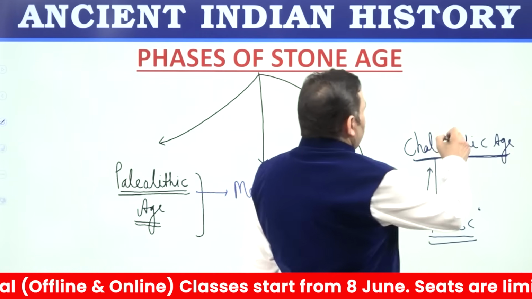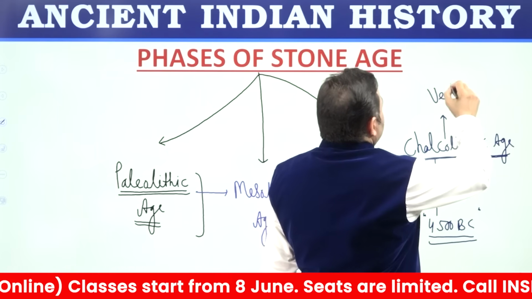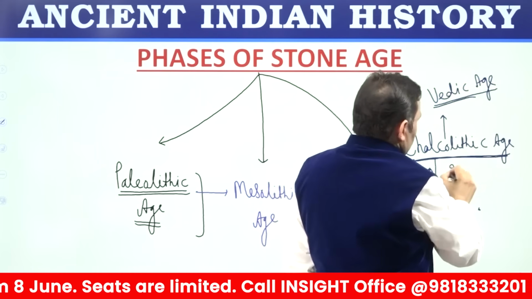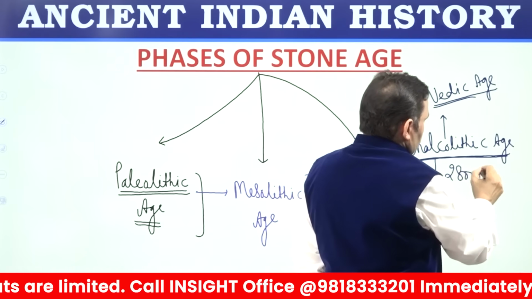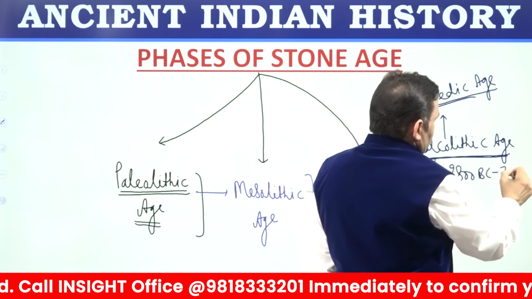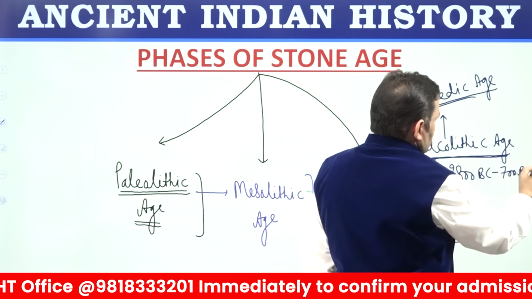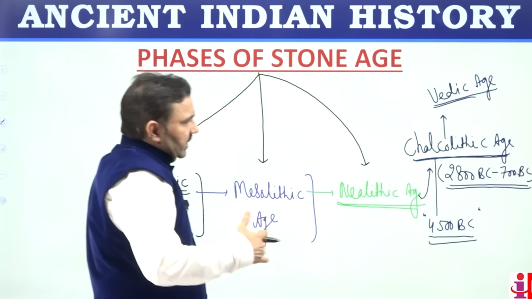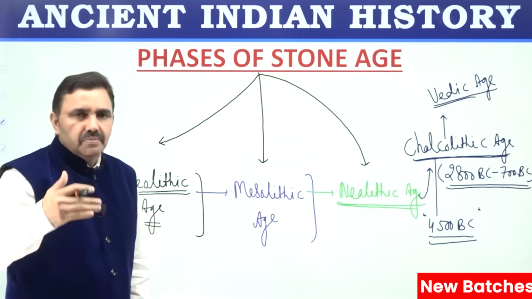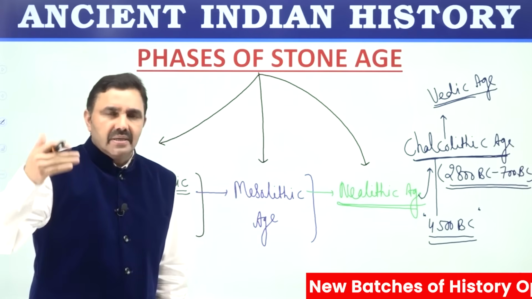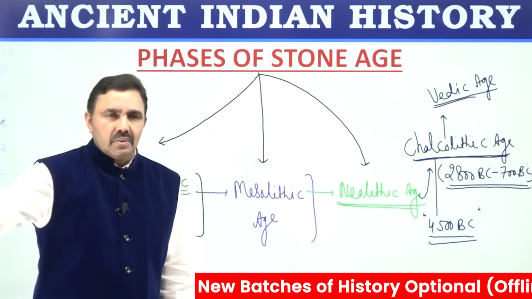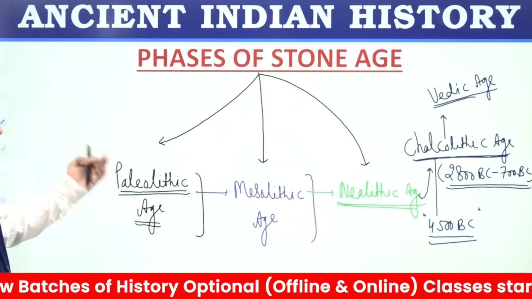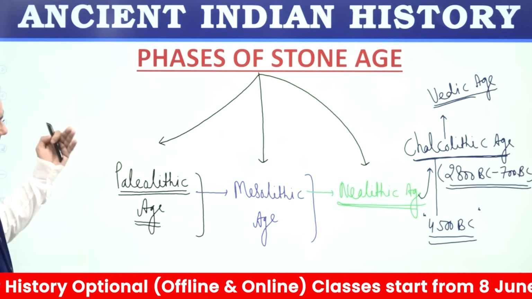Chalcolithic Age was followed by Vedic Age. Harappan civilization and Chalcolithic cultures were in Chalcolithic Age, and this age was from 2800 BC to 700 BC. Vedic Age was followed by the age of Buddha, Mahavira, then Mauryan times, then Gupta times. That's how different chronologies evolved. So we are talking about phases of Stone Age. Paleolithic, Mesolithic and Neolithic were the three phases of Stone Age.